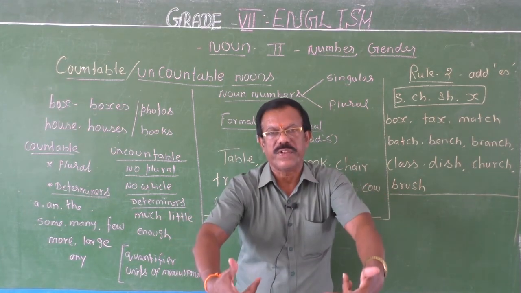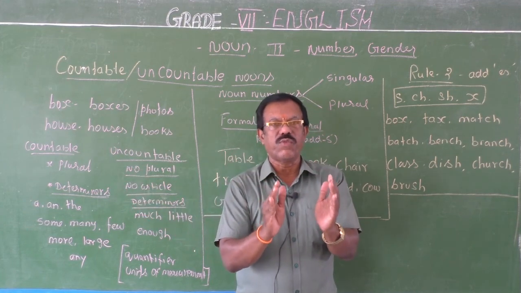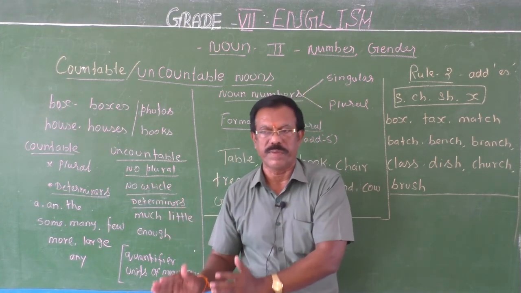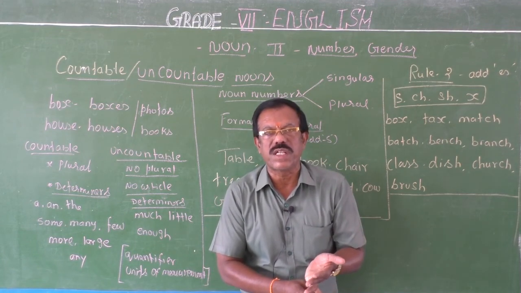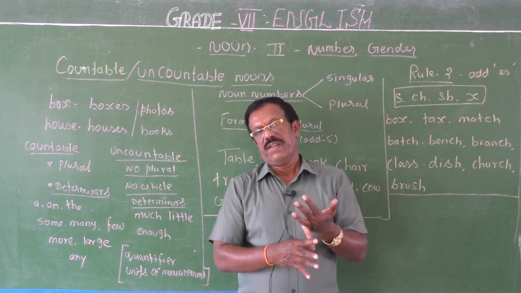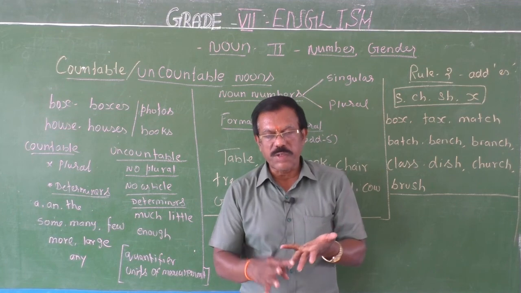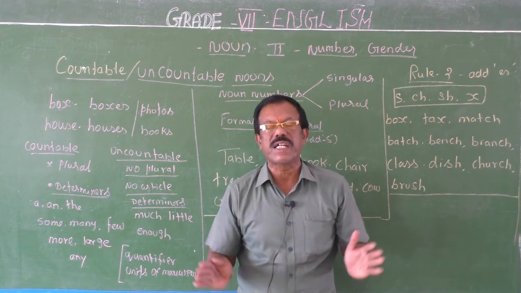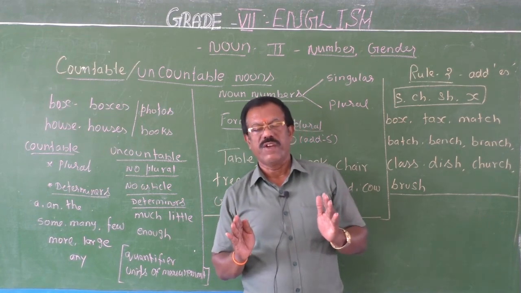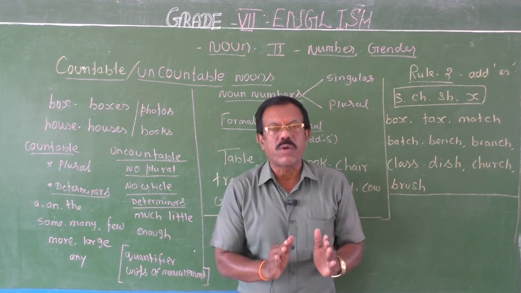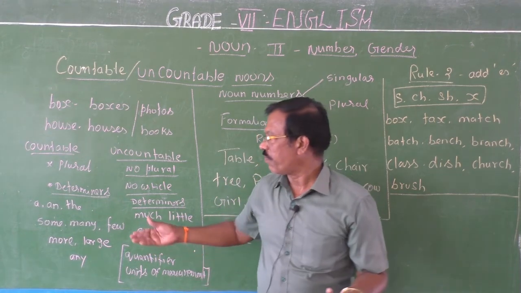Let me repeat the definition. Countable and uncountable. So nouns have two forms, countable nouns and uncountable nouns. They are the two kinds of nouns. The countable nouns are those nouns which can be counted, which can be expressed in exact numerical terms. Uncountable nouns are those nouns which cannot be counted and which cannot be expressed in exact numerical terms. Okay, fine. And countable nouns have plural forms. Uncountable nouns don't have any plural form.